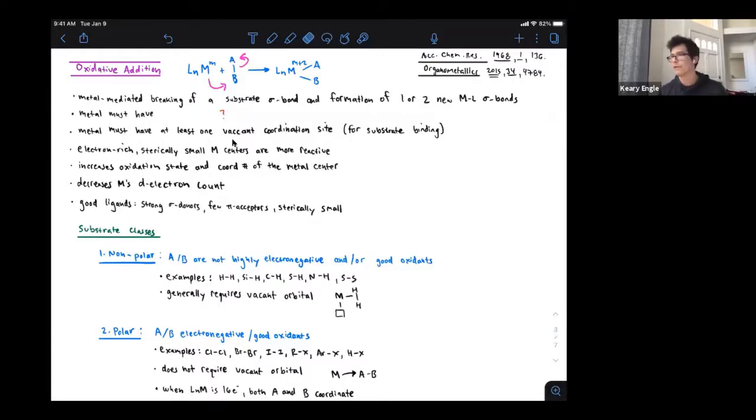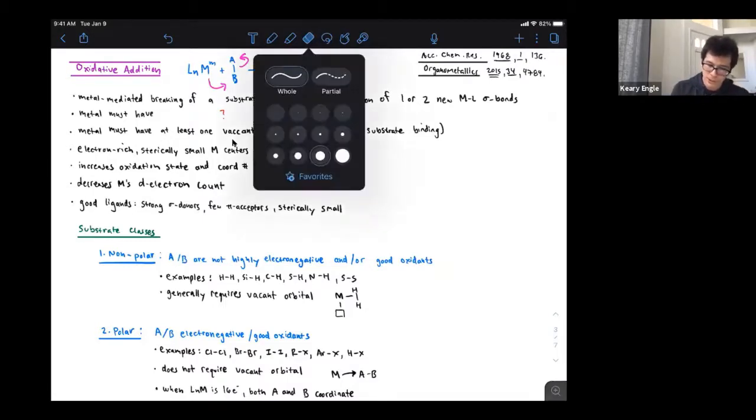There are two sort of flavors that we'll cover. So oxidative addition will break a sigma bond in the substrate and form either one or two new metal ligand bonds. The way it's depicted here is forming two, but there's also a flavor where it can just form one new metal ligand bond.